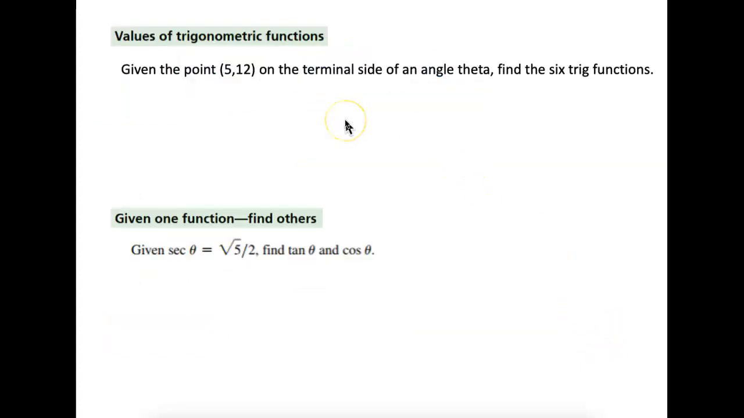That's just our definition, so let's use those and consider a problem. Our problem here is we're given the point 5, 12 on the terminal side of angle theta, and we're asked to find the 6 trig functions. To begin with, we need to figure out our value for r. Remember how that was defined: r is the square root of x squared plus y squared.